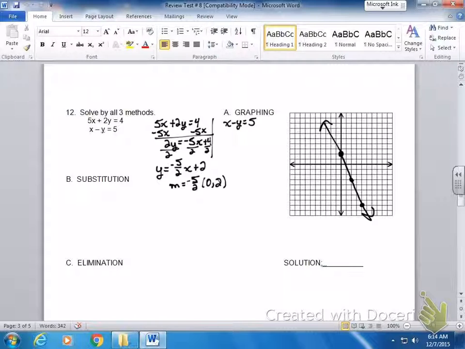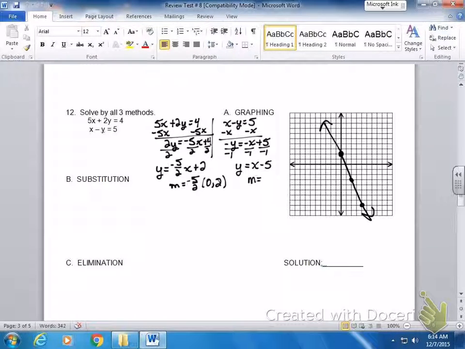Again, I'm going to move my x's first so that I can solve for y. I have negative y equals negative x plus 5. But I can't have negative y, so I can fix that by dividing everything by negative 1 or multiplying everything by negative 1. And I got y equals positive x minus 5.